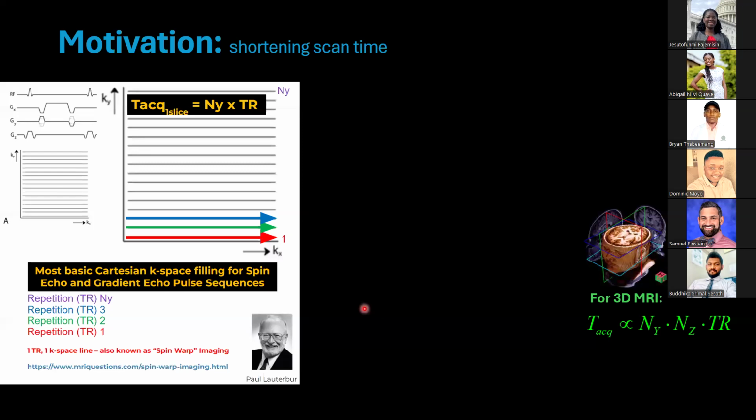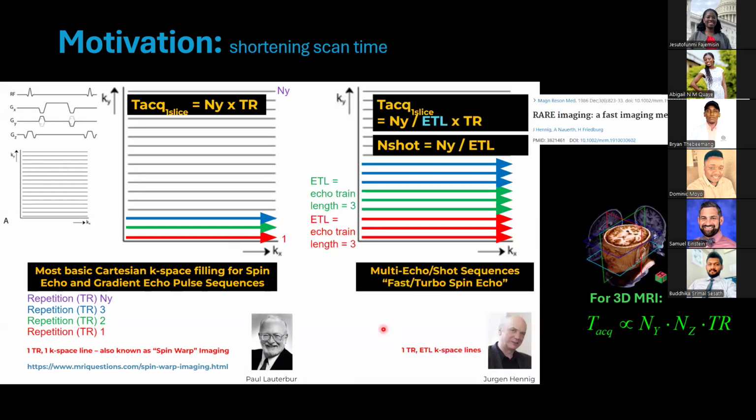Okay, so just to set you into the pulse sequence diagram kind of things, you all know from the traditional MR technique that we are slow, that we acquire K-space line by line. This is the original spin warp technique, and the acquisition of one slice is equal to NY, which is the number of phase encodes, times the TR. This was the original idea by Paul Lauterbur.